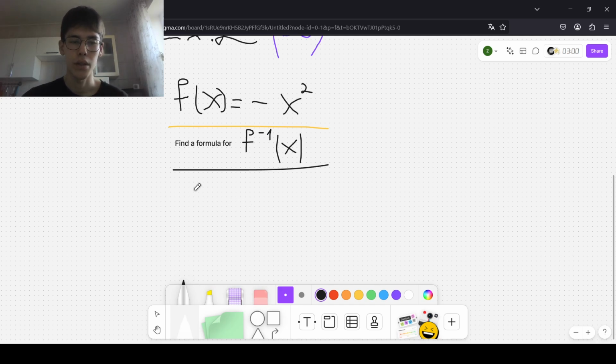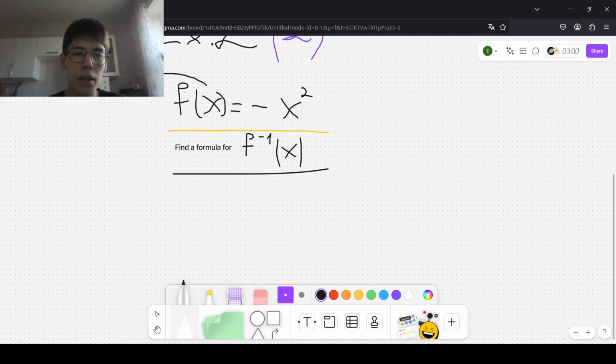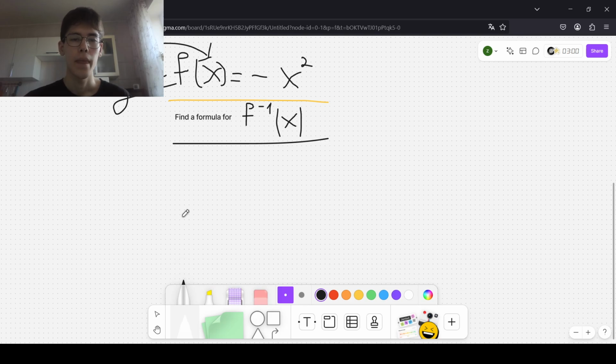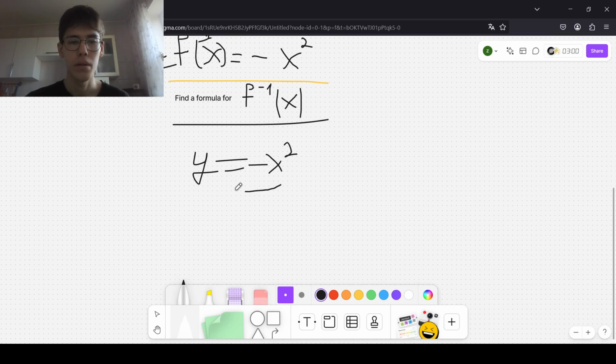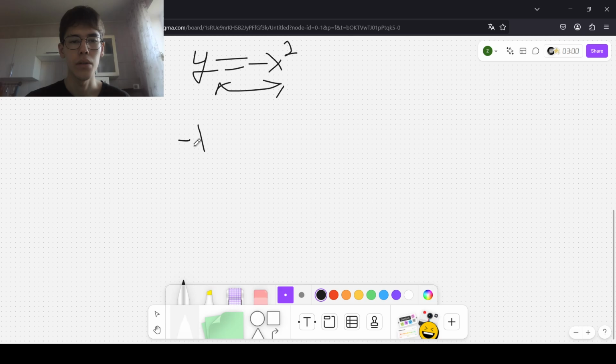In such a case, we can just swap x and y to express the equation. Here is the y. We know that f of x means y. So y and f of x are equivalent. So here I am just swapping them. Now I have y equals minus x to the power of 2, and then I swap them: minus x to the power of 2 equals y.